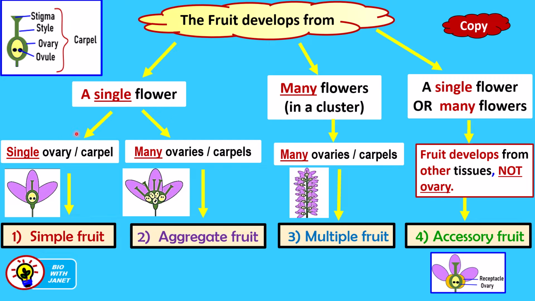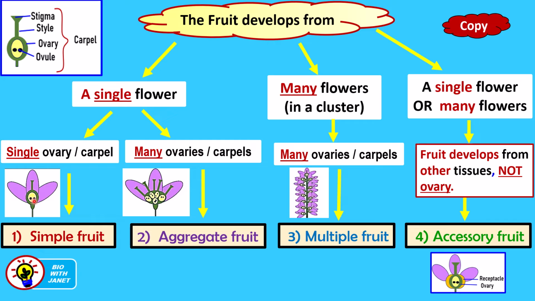Then if it's a fruit that develops from a single flower with a single ovary, it's called a simple fruit. I can see here, this green part is the part that we are going to focus on. So this is the carpel. There is one carpel with one round ovary here, which contains two ovules that form two seeds.